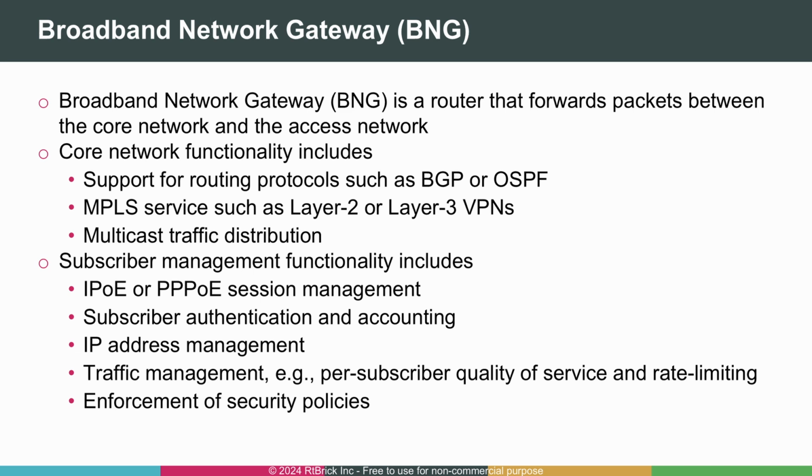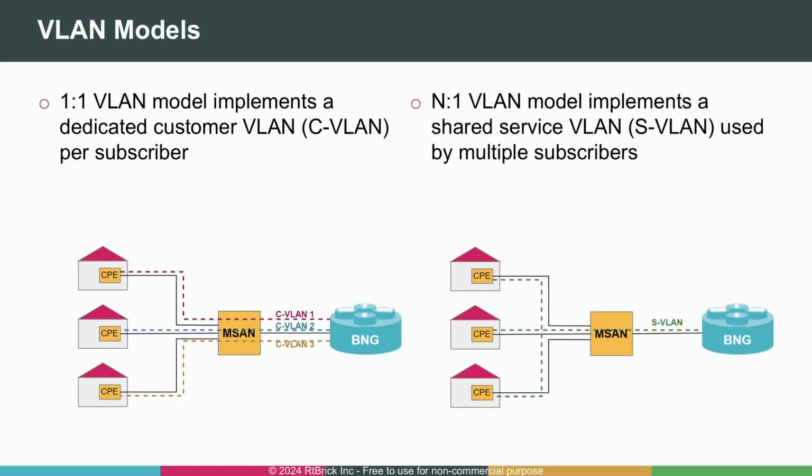Independent of the access technology, an important aspect of the network design is the logical structure of the Ethernet aggregation network. Basically, there are two different VLAN models that can be used. The one-to-one VLAN model and the N-to-one VLAN model.